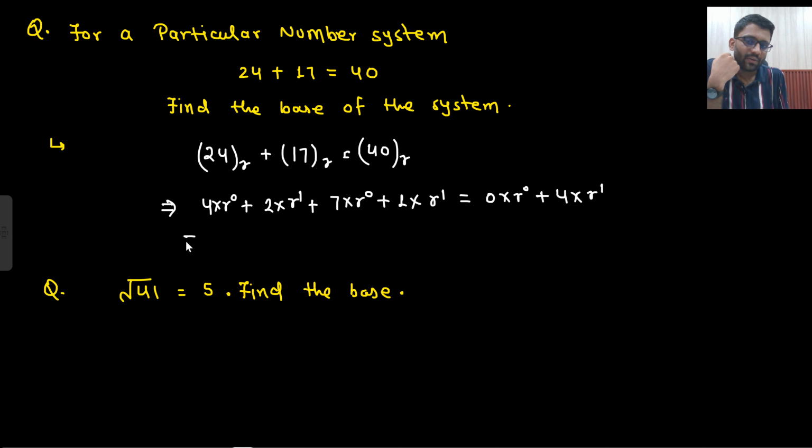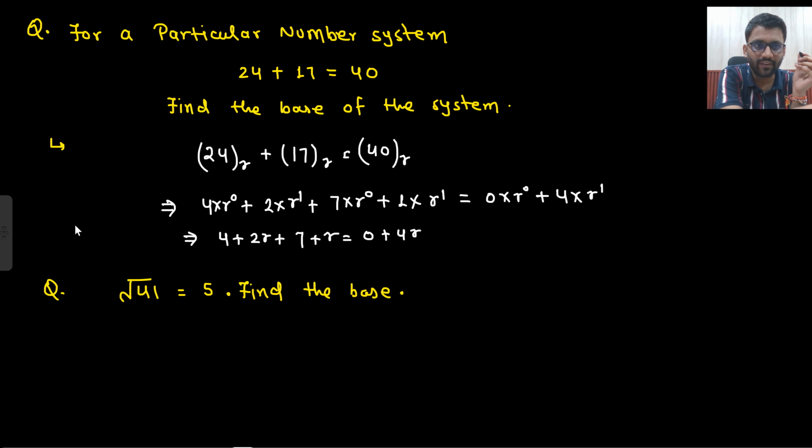So this calculation I know now. 4 into r to the power 0 will be 4, plus 2 into r to the power 1 will be 2r, plus 7 into r to the power 0 is 7 only. This will be r, this will be 0, this will be 4r. So I know this calculation now because everything is in decimal now. Our target is to find this r.